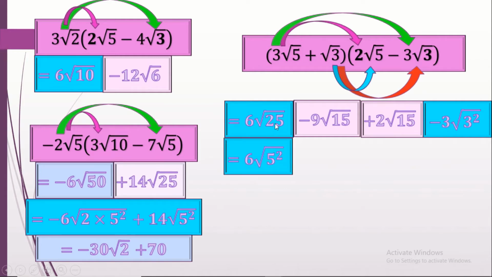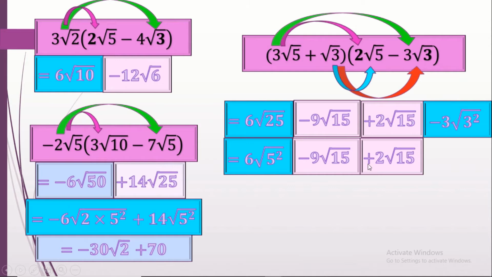Well, here we replace 25 by 5 squared. Sure, if you notice, minus 9 radical 15 plus 2 radical 15, we can solve them later together. They are the same radical. Here also we can simplify the 3 outside the radical. Square cancels radical. 3 times 3 is 9. So it's minus 9. Also here we can simplify square with radical. 5 times 6 gives us 30. So it's 30 minus 9 plus 2.